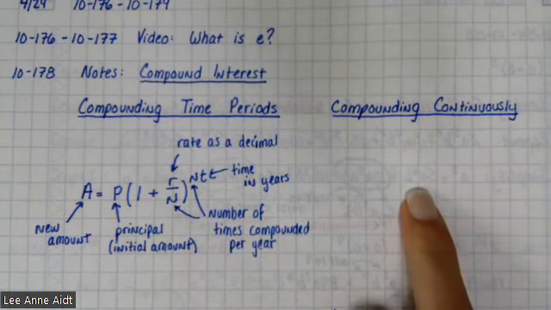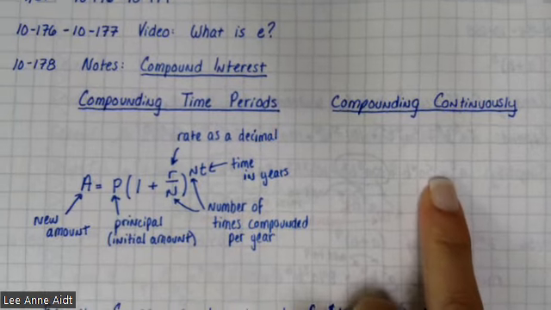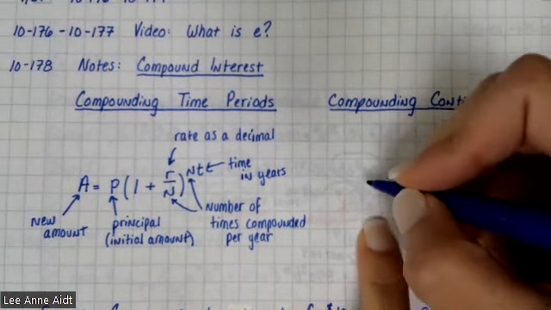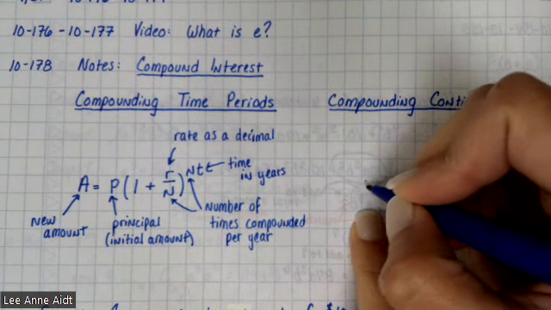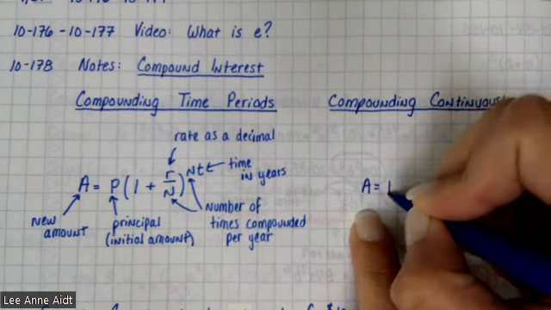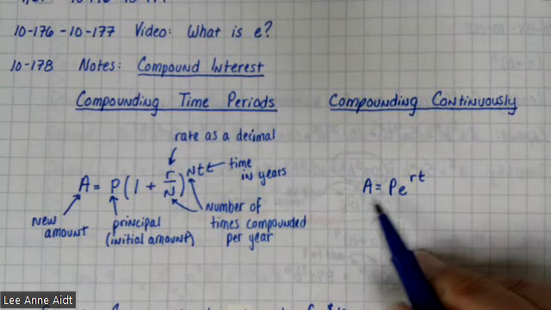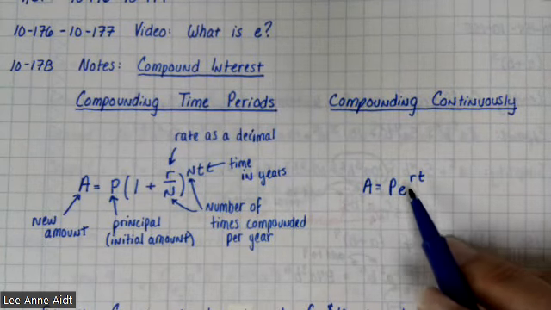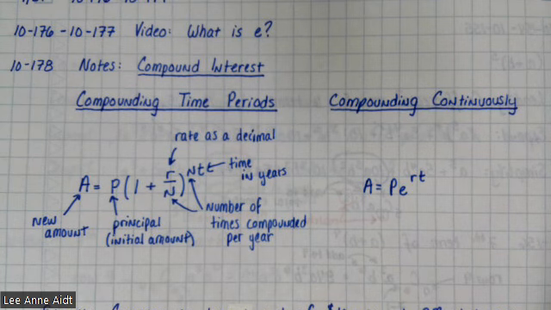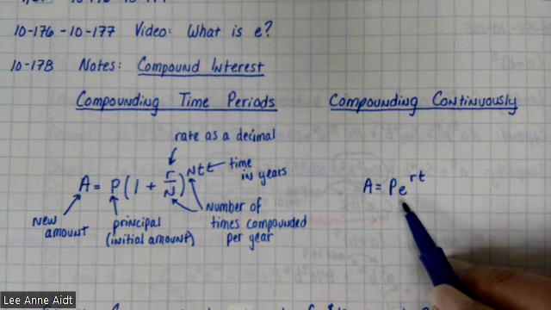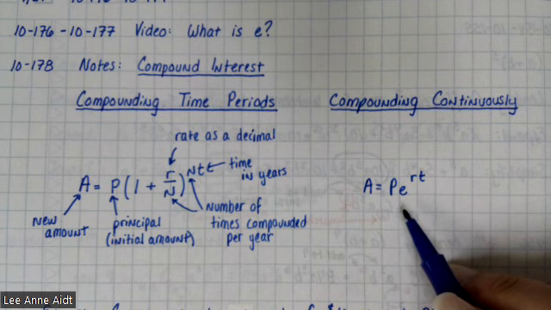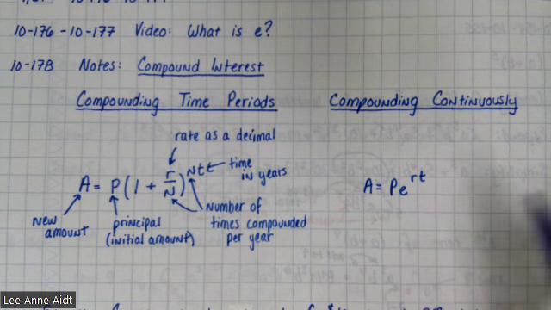Okay, now compounding continuously, that's the one where she was talking about E, and I like to call it PERT. A equals P E to the RT. E is a number, everybody. That is not a variable here. That's a number. 2.718, blah, blah, blah.